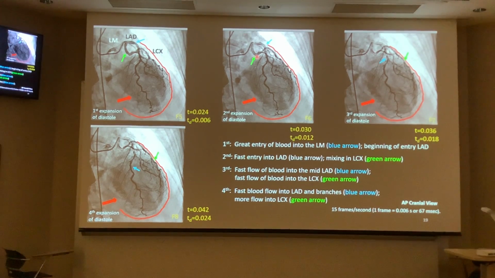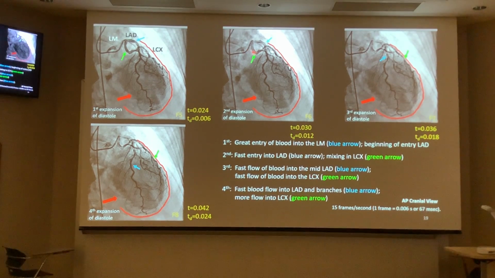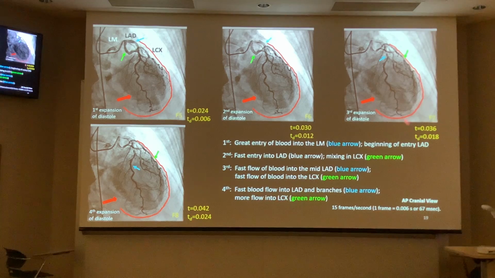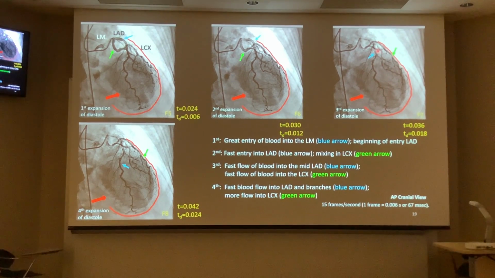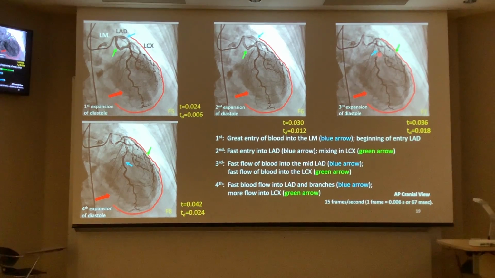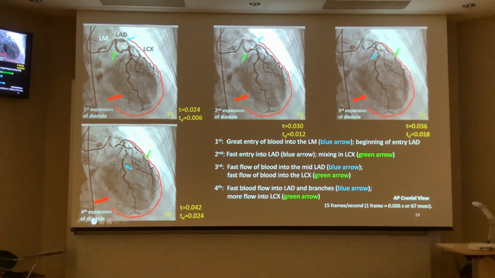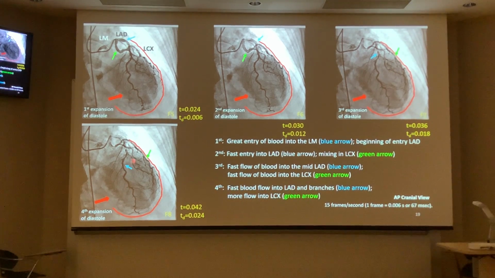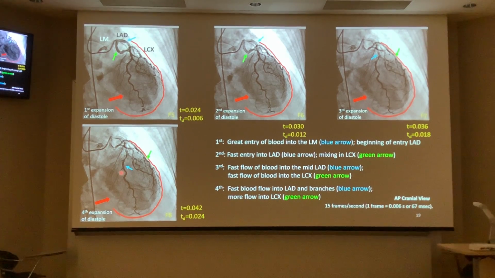This continues even further over a greater distance into the LAD and then into the left circumflex. That's evident by the mixing of contrast and blood in white, so we get this grayish appearance. In the next phase of diastole, or relaxation, this continues further, and even more distance is covered very rapidly in both arteries. And in the final phase, the blood has actually gone past the branching point in the LAD.